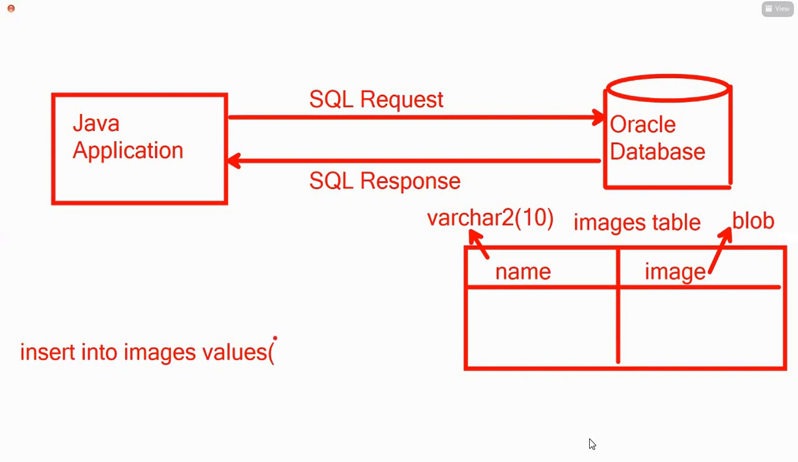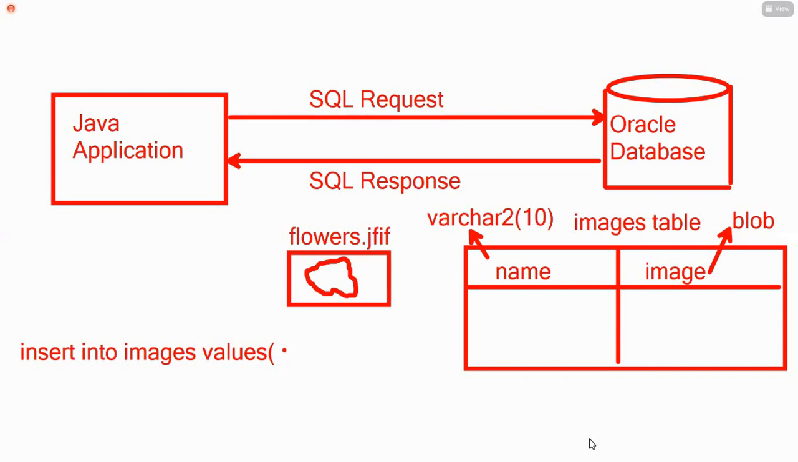Now, this is the image. This file name is flowers.jfif extension. Now, this is an image. This image I want to store in a database.